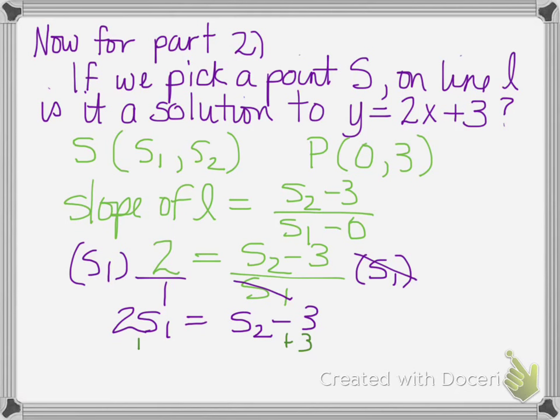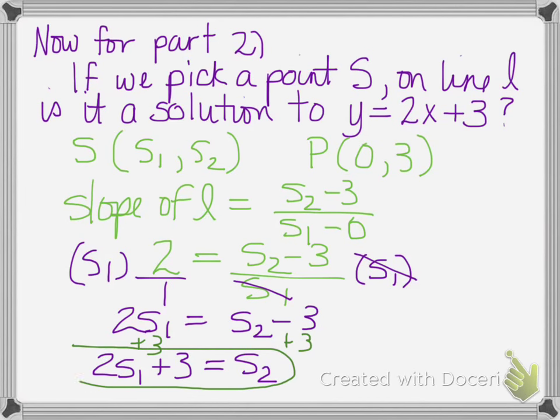And I have a reason for doing that. Add 3 to both sides, and I'm going to get this expression. I'll get 2S1 plus 3 is equal to S2. And look at that for a second. I'm going to circle it.